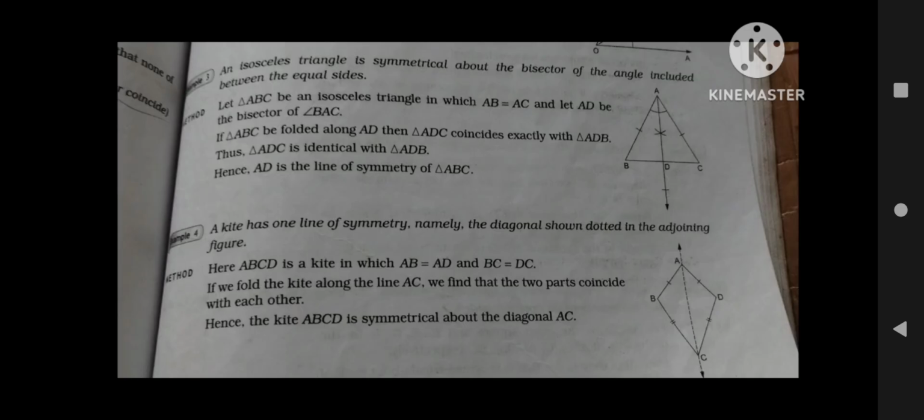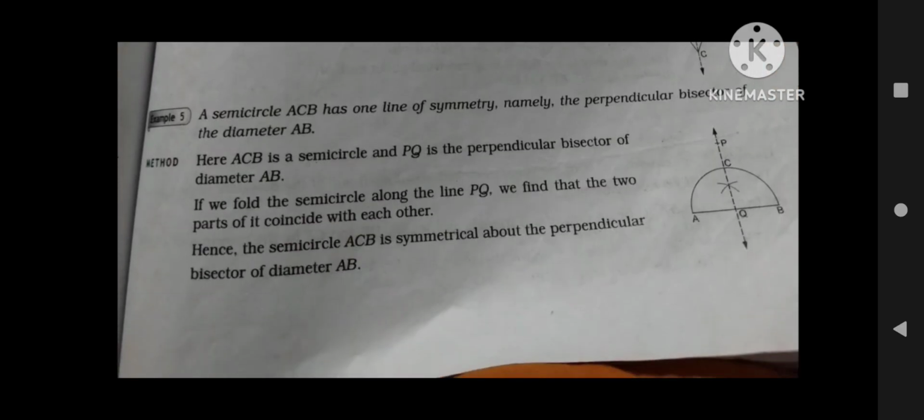4. The kite has one line of symmetry, namely the diagonal shown dotted in the adjoining figure. Method. Let ABCD be a kite in which AB equals AD and BC equals DC. If we fold the kite along the line AC, we find that the two parts coincide with each other. Hence, the kite ABCD is symmetrical about the diagonal AC.